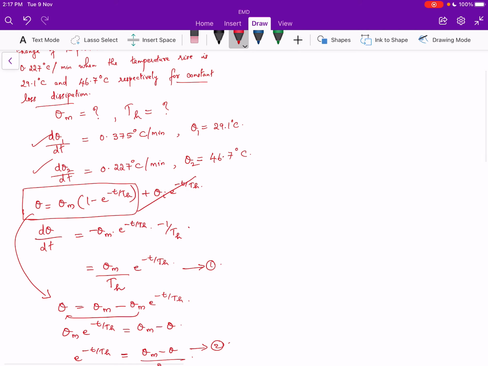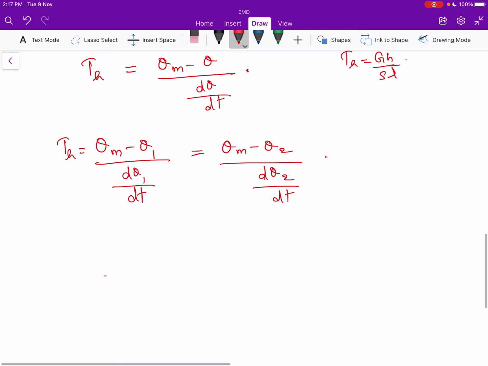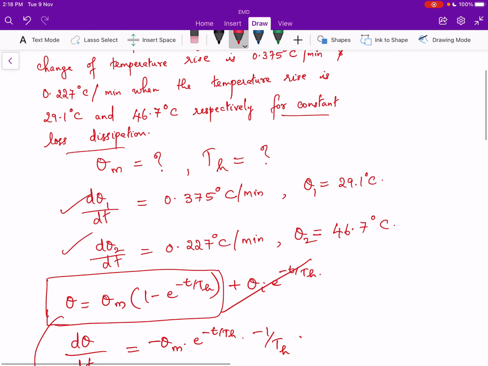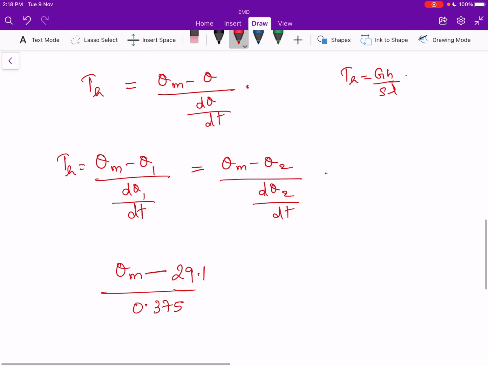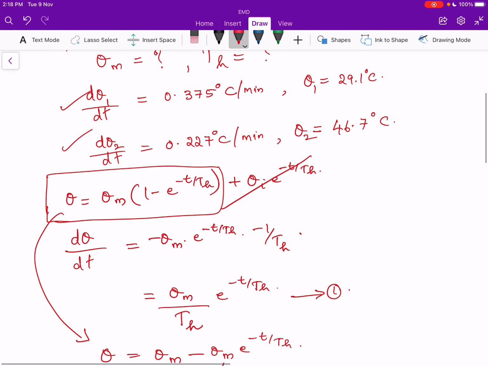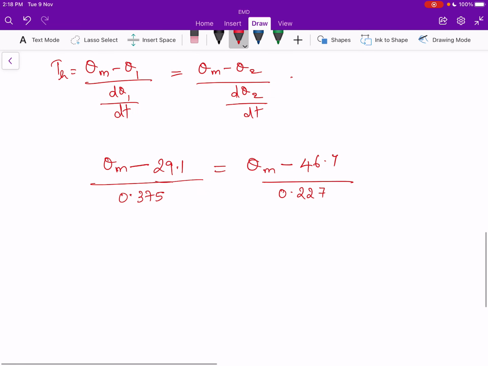That is, d theta 1 by dt is 0.375 degrees Celsius per minute. And theta m minus corresponding theta 1 is 29.1. So we can write that over here, it is equal to theta m minus 46.7 divided by 0.227. That is also given over here, 46.7, 0.227. So we have substituted the values. Now we can solve for theta m.